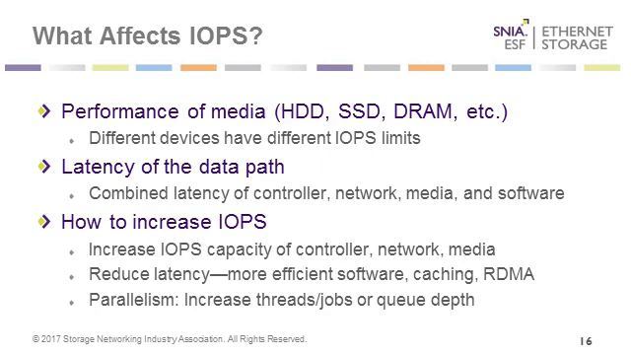The second thing affecting IOPS is the latency of the data path. If you look at the path from the client or from the application server to the network, to the storage controller, down to the media, and all the way back to the application server or to the client, you have to add up all the latency of the different stages in between. The greater the latency, the lower the number of IOPS you can support, and the lower the latency, the more IOPS you can support. Therefore, if you want to increase the number of IOPS, one way is to reduce the latency. This can be done through more efficient software, caching, or RDMA.